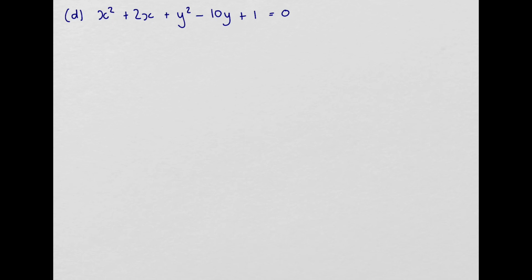Example D: x squared plus 2x plus y squared minus 10y plus 1 equals 0. Right, so we're going to do a similar thing here. We're going to collect the x terms on their own and leave a space for that third term that makes it a perfect square. And one extra thing that we're going to do in this one is take over the positive 1, because it's a constant, to the right-hand side to get negative 1.